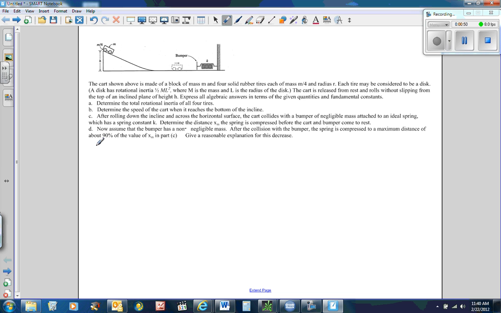All right, so A is I equals the sum of the mr squared. Well, for one tire, that would be M/4 times R squared. But how many of those tires do we have? We have 4 of those. Is that right? And I just messed up here. Hold on a minute.